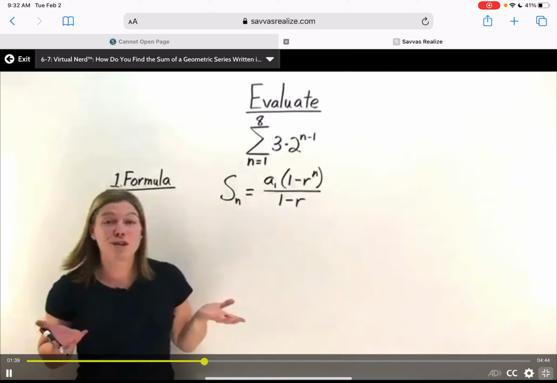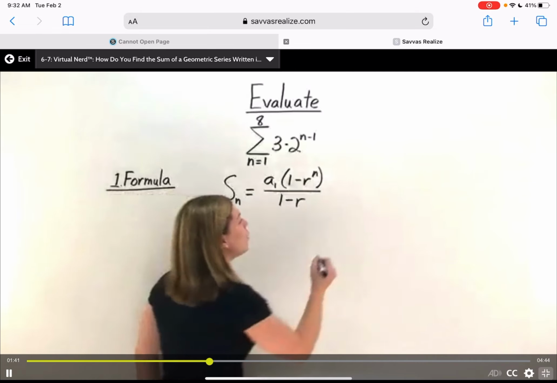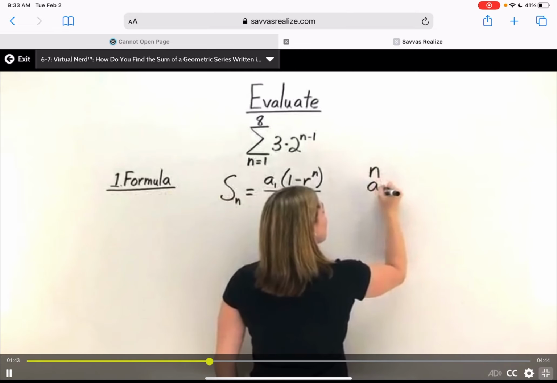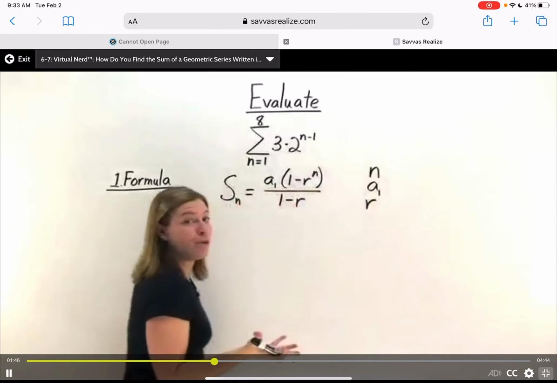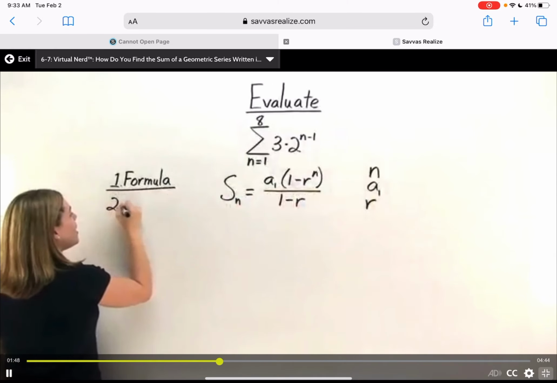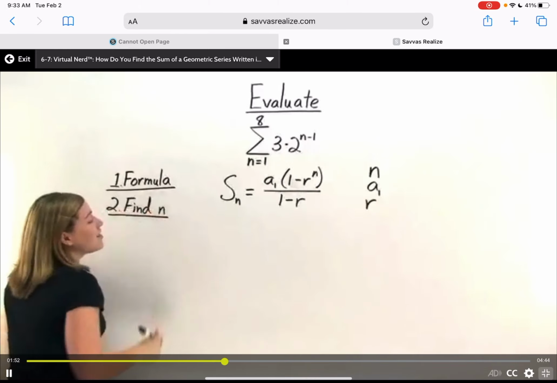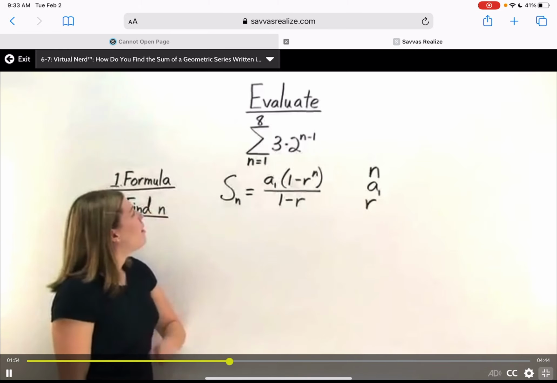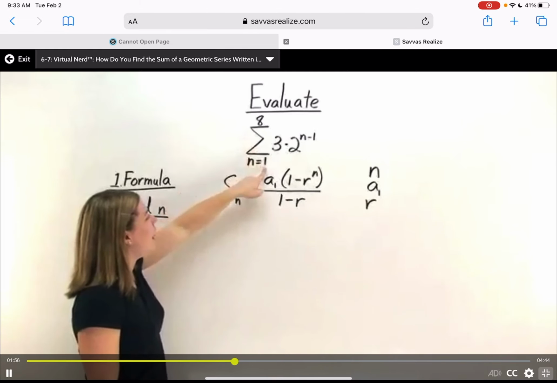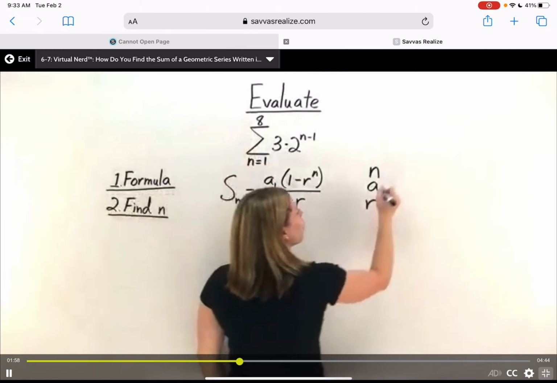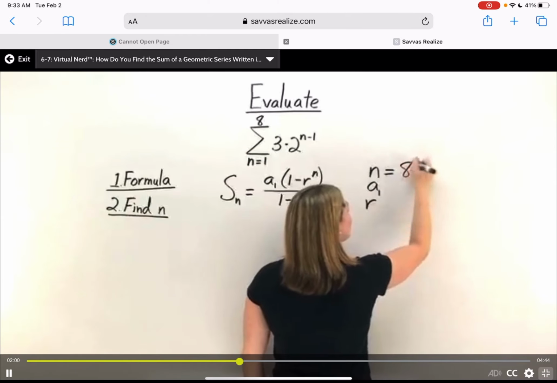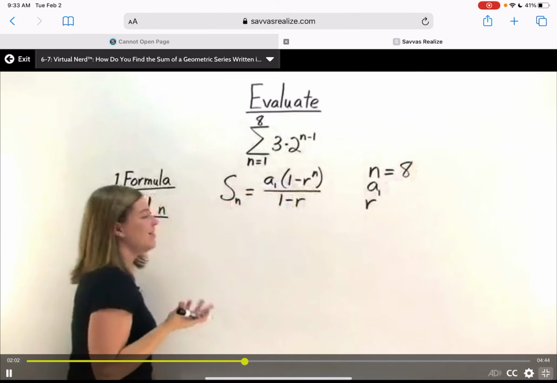Now, in order to use this formula, we need to find out what n, a sub 1, and r are equal to. So let's go ahead and take a look at n. Well, we pretty much already know that answer. That's the number of terms that we're dealing with. And if we look back at our sigma notation, n goes from 1 to 8. We're looking for the first 8 terms. So n equals 8. Great.